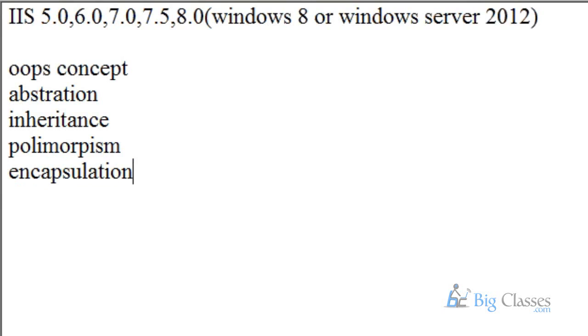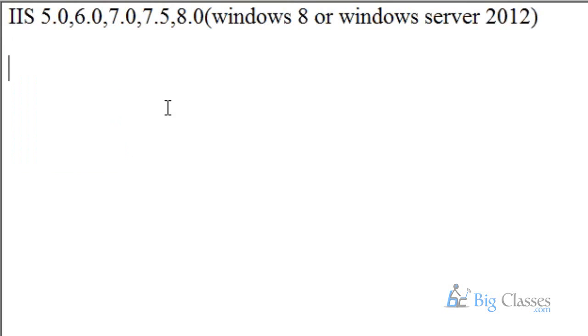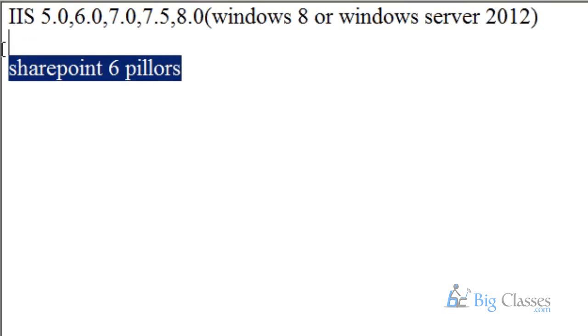Without OOPS concepts, there is no technology first of all. If you go for Java, PHP, any technology, they will develop the application using OOPS concepts. In the same way, we have 6 pillars of SharePoint. What are all the 6 pillars of SharePoint?